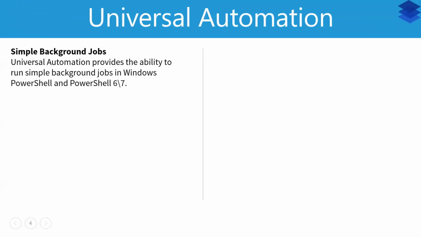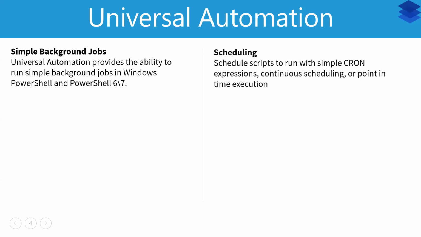So first off, Universal Automation is all about having simple background jobs. We wanted to build an automation platform for PowerShell, and the primary function of that, we just need to be able to run PowerShell 6 or 7 jobs in the background in Windows. More or less something we heard again and again is, I just want a simple task scheduler-like functionality built around PowerShell. So that's really what we're going for here.